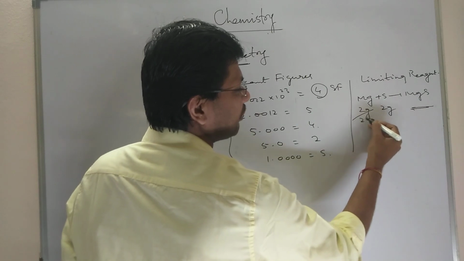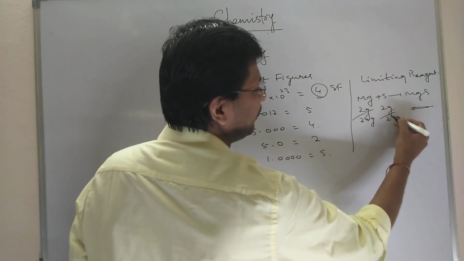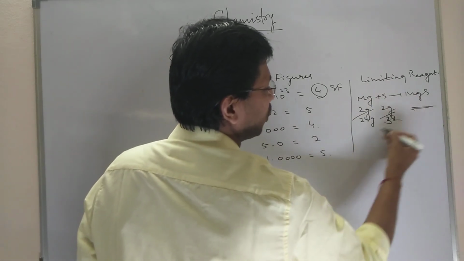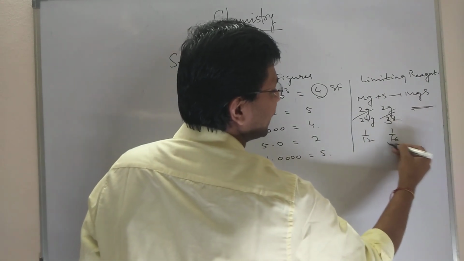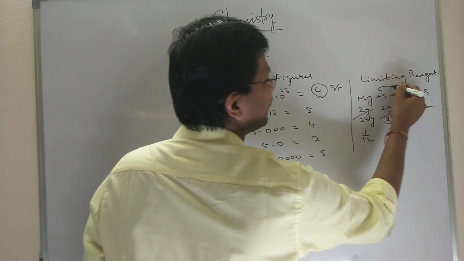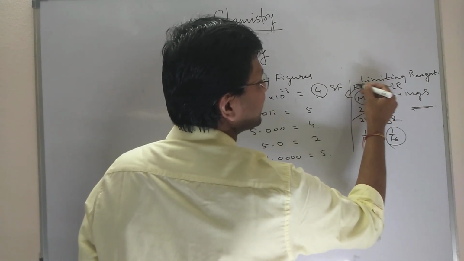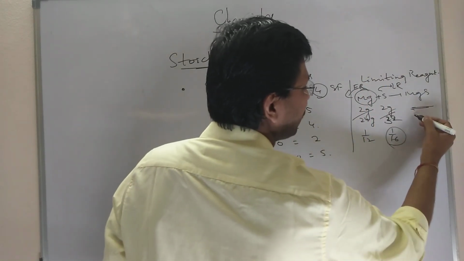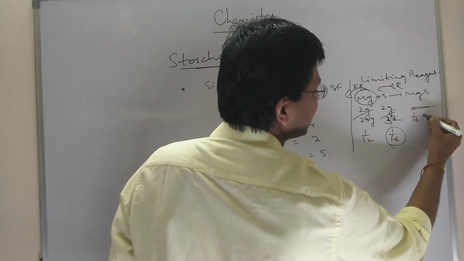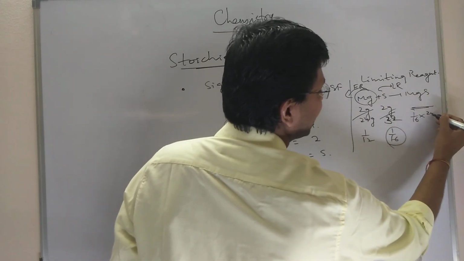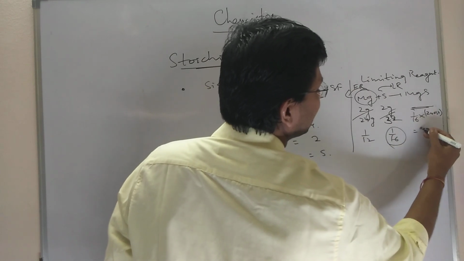First you have to divide by the atomic mass to get the moles. So it is 1/12 and 1/16. That means sulfur is less, so sulfur is the limiting reagent here, and magnesium will be left over, so it is called the excess reagent. And what is the amount of magnesium sulfide formed? 1/16 into the mass 24 plus 32. If you calculate this, you will get 3.5 grams.